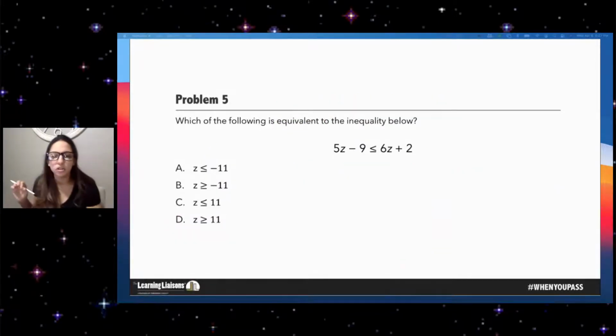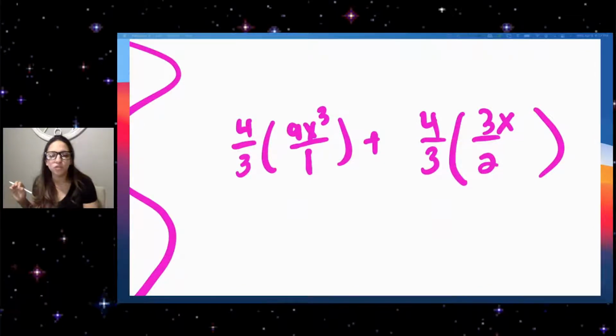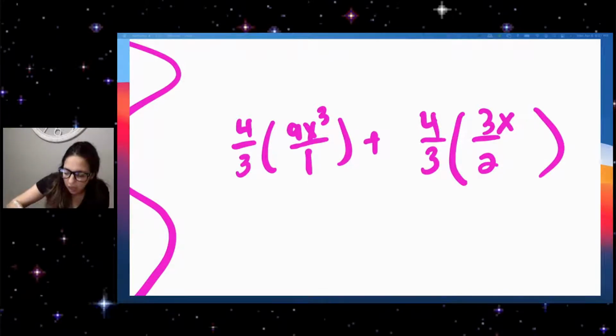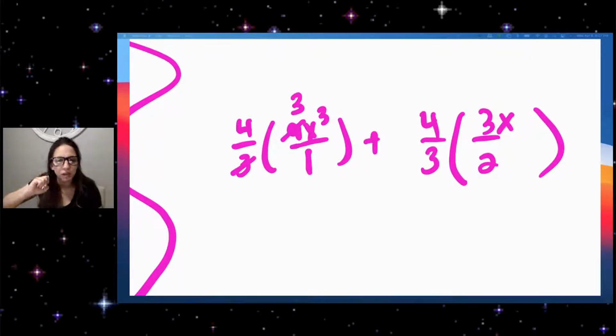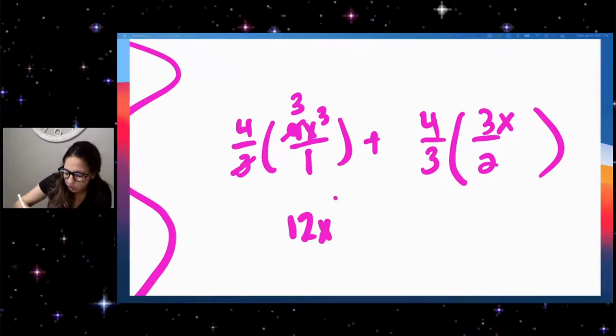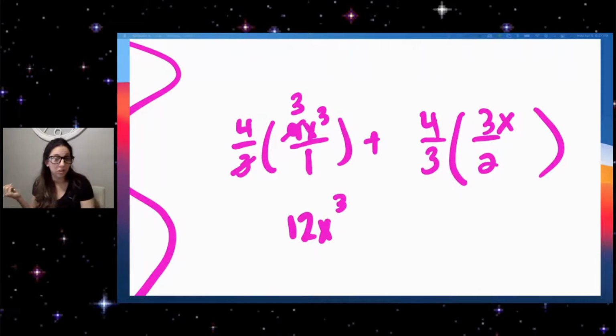Here we have two fractions being multiplied. Because what's going to end up happening is I'm going to have factors on the top and factors on the bottom. So really, before I even multiply, because all this is multiplication, I can simplify this before I even multiply it. 9 divided by 3 is 3. 4 times 3 is 12x cubed divided by 1, which is just 12x cubed.